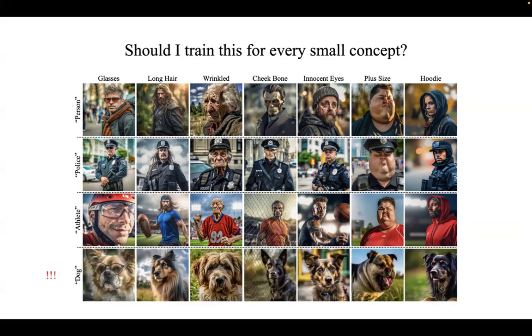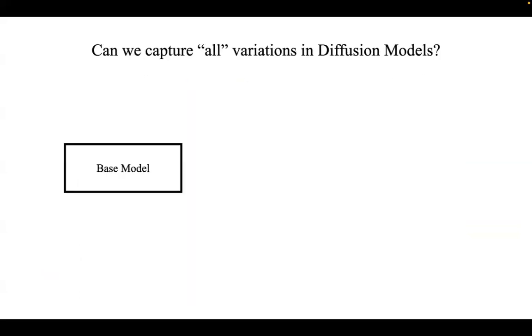Interestingly, these also transfer to out-of-distribution concepts like a dog. You can see that the dog gets glasses, wrinkled hair, and a plus-size dog. SliderSpace can be extracted for one concept and applied to any other concept during inference.